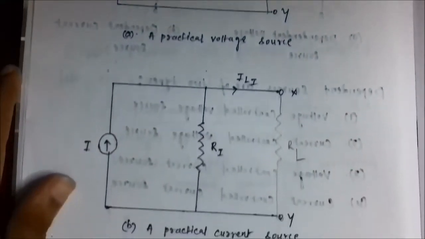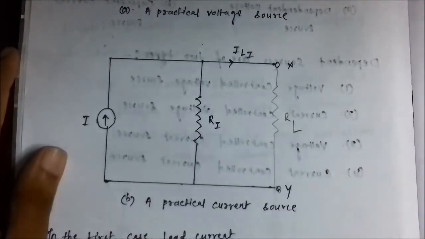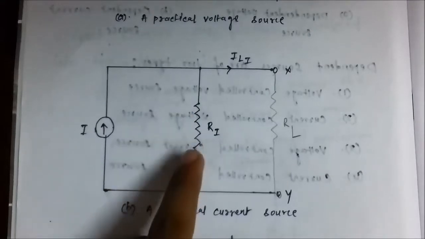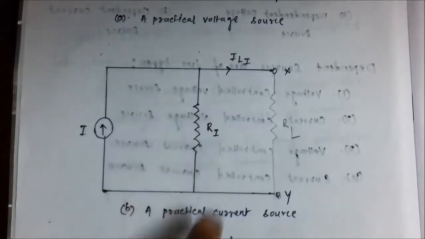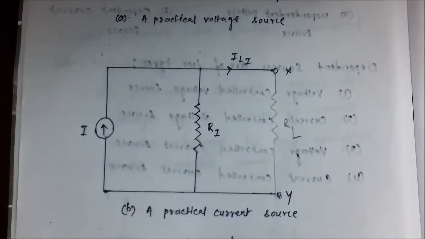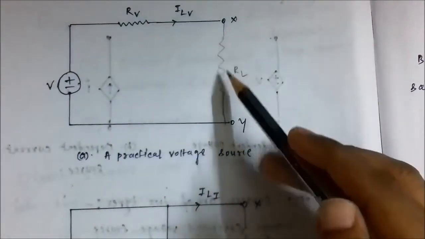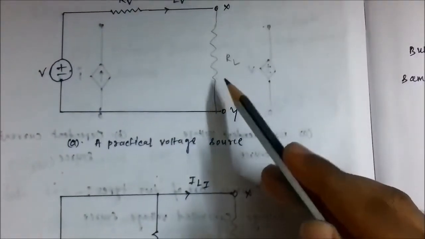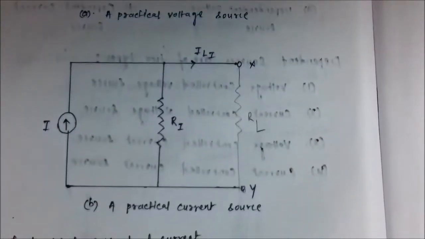Similarly, this is the schematic diagram for a practical current source in which an internal resistance is there in parallel, which causes loss of current from the source as per the current division rule. Now in both of these cases there is an imaginary load resistance RL connected for the sake of analysis of these two circuits. Mind you, this load resistance is not there physically, we have just connected it here for analysis purposes.